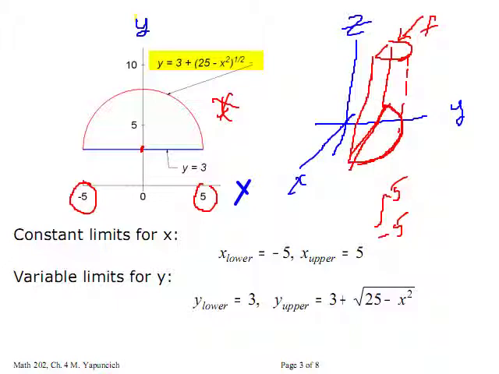As you can see, if you have to find this on your own, you've got to find the expression for y in terms of x. So here are the limits right here. The lower limit is 3, and the upper limit, defined by this red curve, is 3 plus the square root of 25 minus x squared.